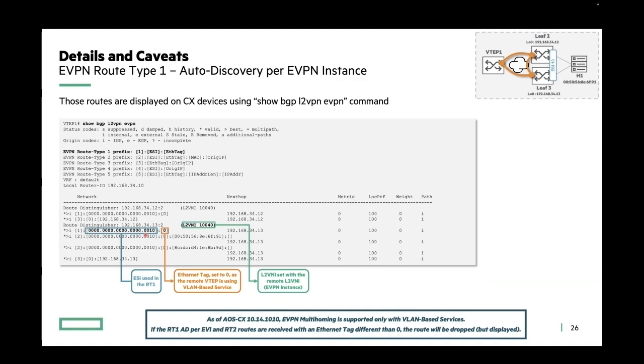The point which is highly important to note is that as of 10.10, EVPN multihoming only supports VLAN-based services. So if any RT1 AD per EVI or RT2 is received with an Ethernet tag different than 0, then the route will be ignored. It will be displayed, but it will be ignored by the system.